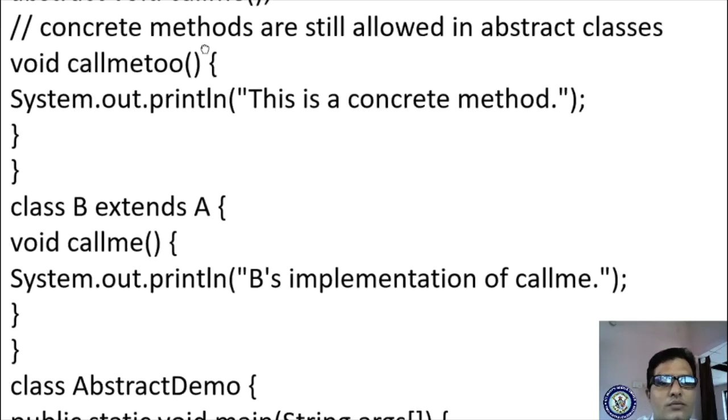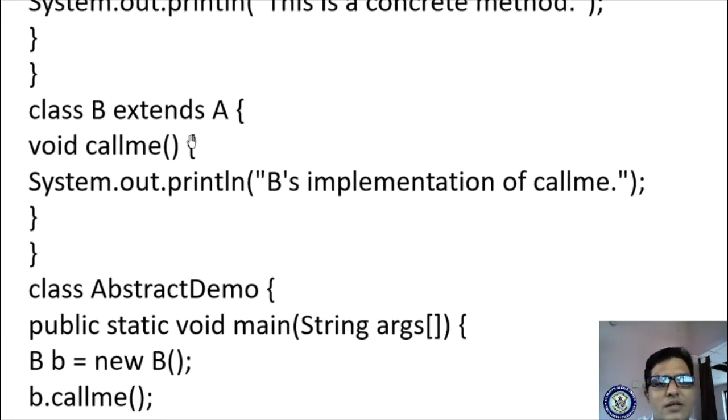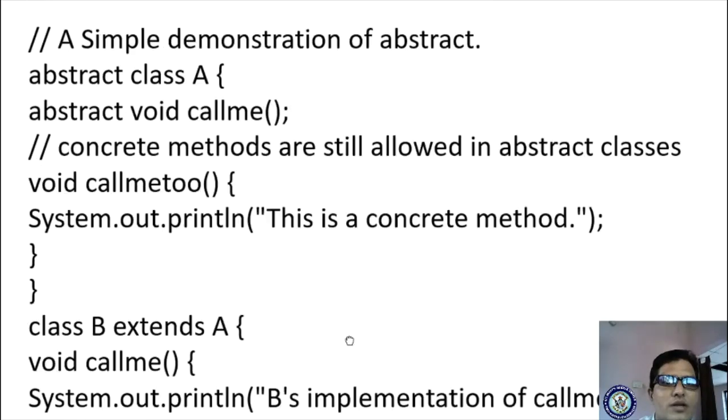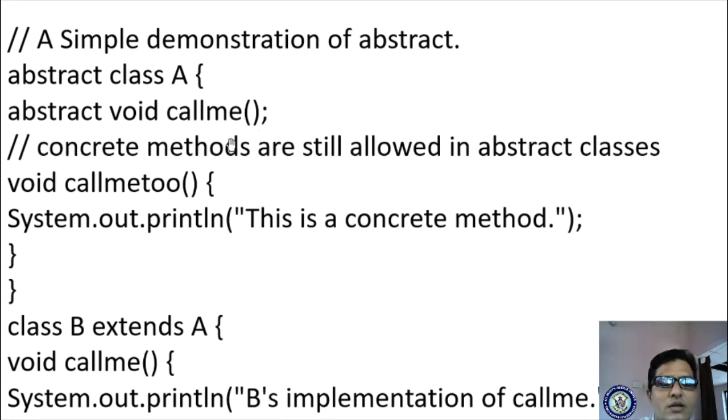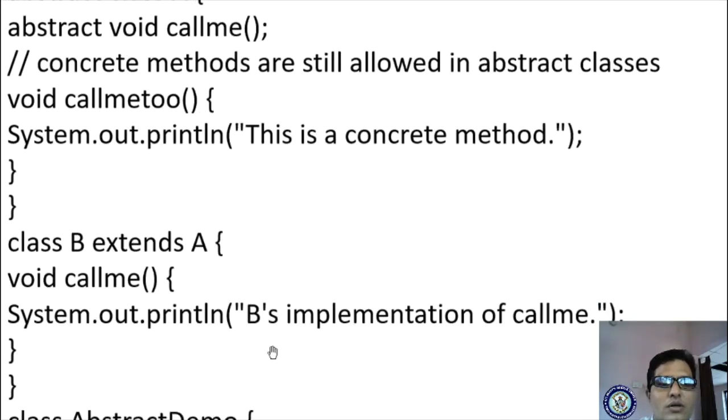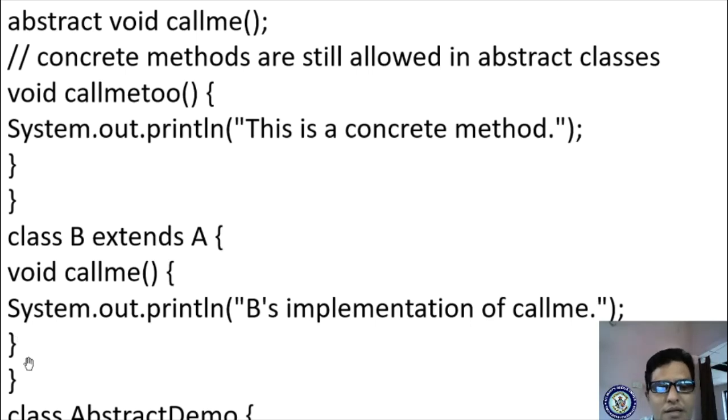Now I am writing another class that extends class A: class B extends A. It means class B is inheriting the features of A. The callme method is there, and here also a callme method is there, so this callme method overrides the base class method. B's implementation of callme is placed here, and it overrides the base class method. Suppose I made it final, then it is not possible. Now the class B method ends and class B ends.